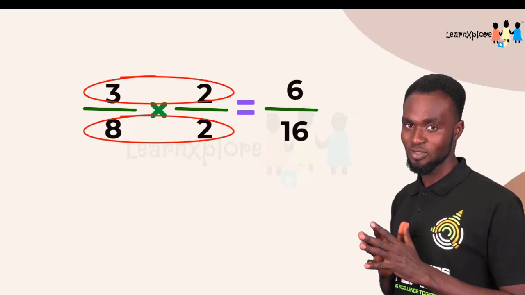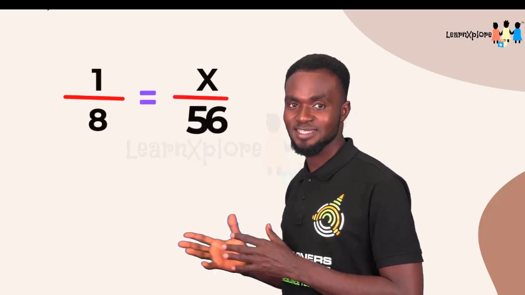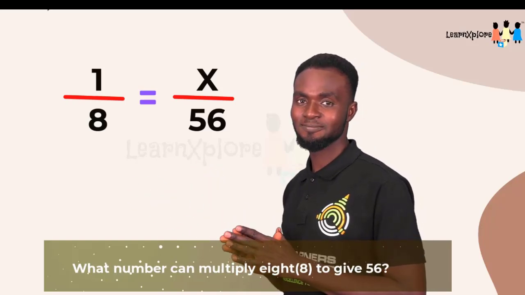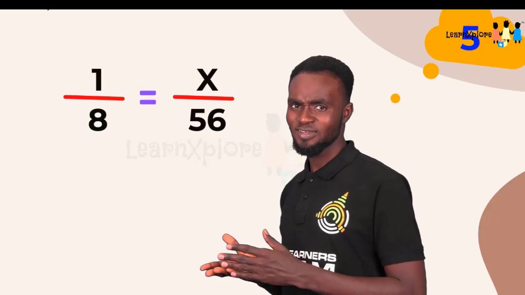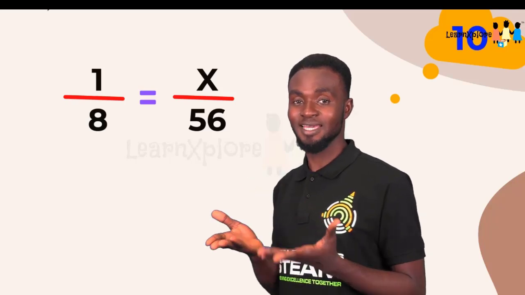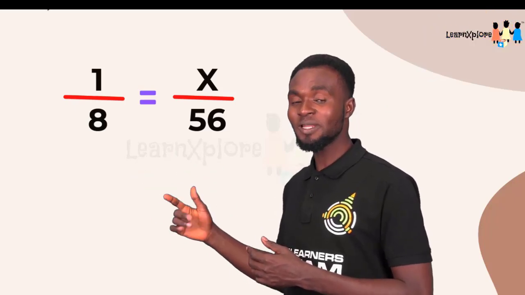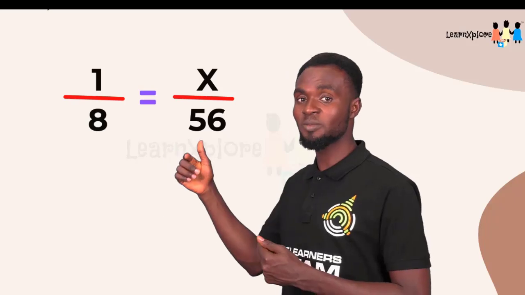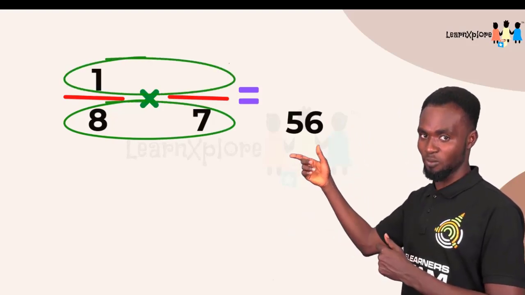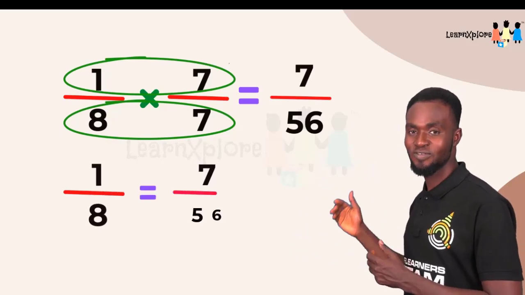I guess that is simple enough. So let's have another example. 1 over 8 is equal to x over 56. What number was multiplied by 8 to give us 56? Try. Was it 5? 8 times 5 is 40. So it's not up to 56. Is it 10? 8 times 10 is 80. That's too much. What about 7? 8 times 7 is 56. Since you multiply the denominator by 7, you should also multiply the numerator by 7. So 8 times 7 gives us 56. That means the same 7 should be multiplied to the numerator. So 1 over 8 is equal to 7 over 56.